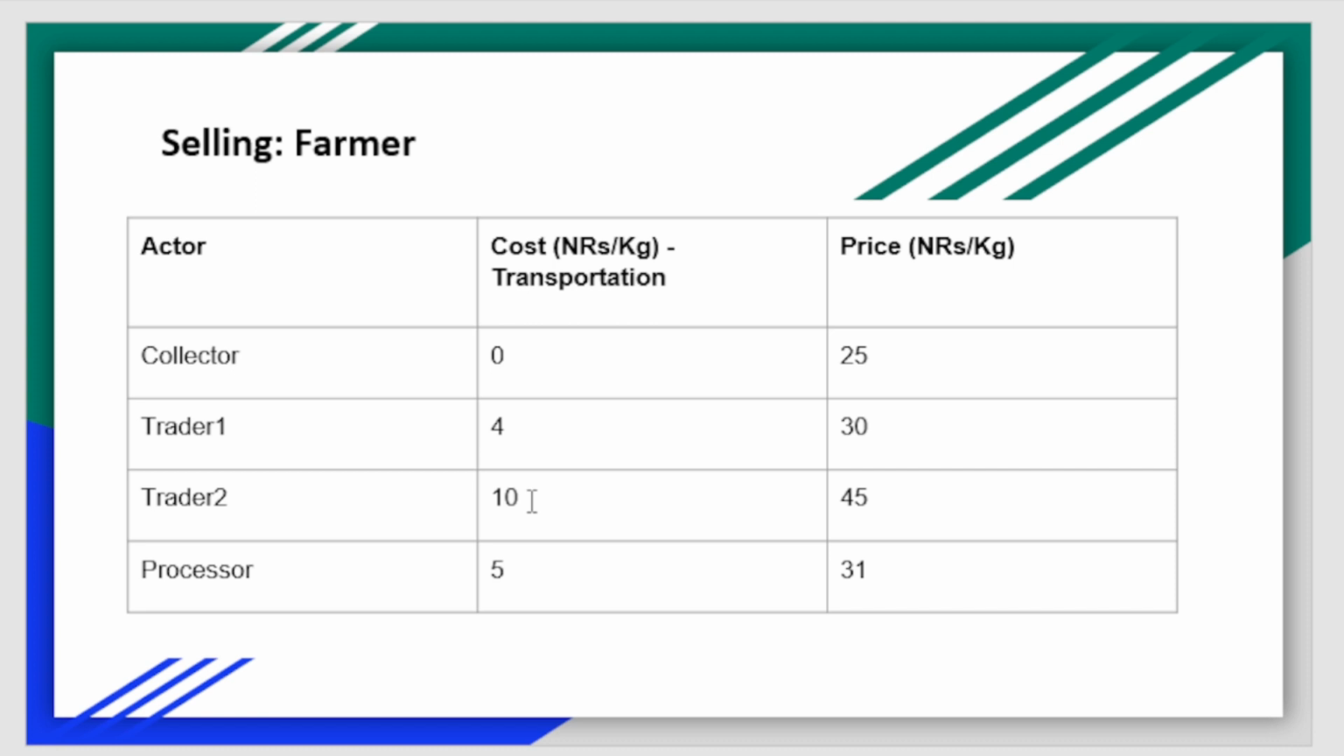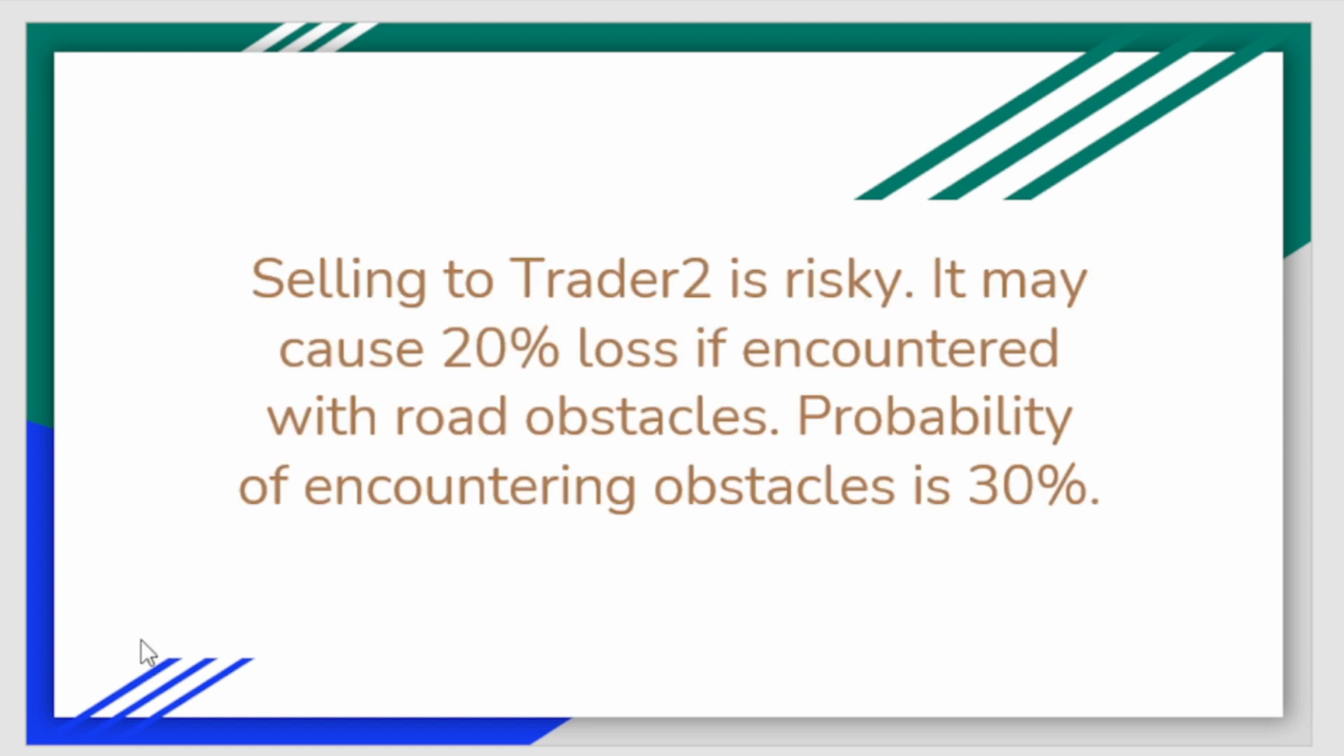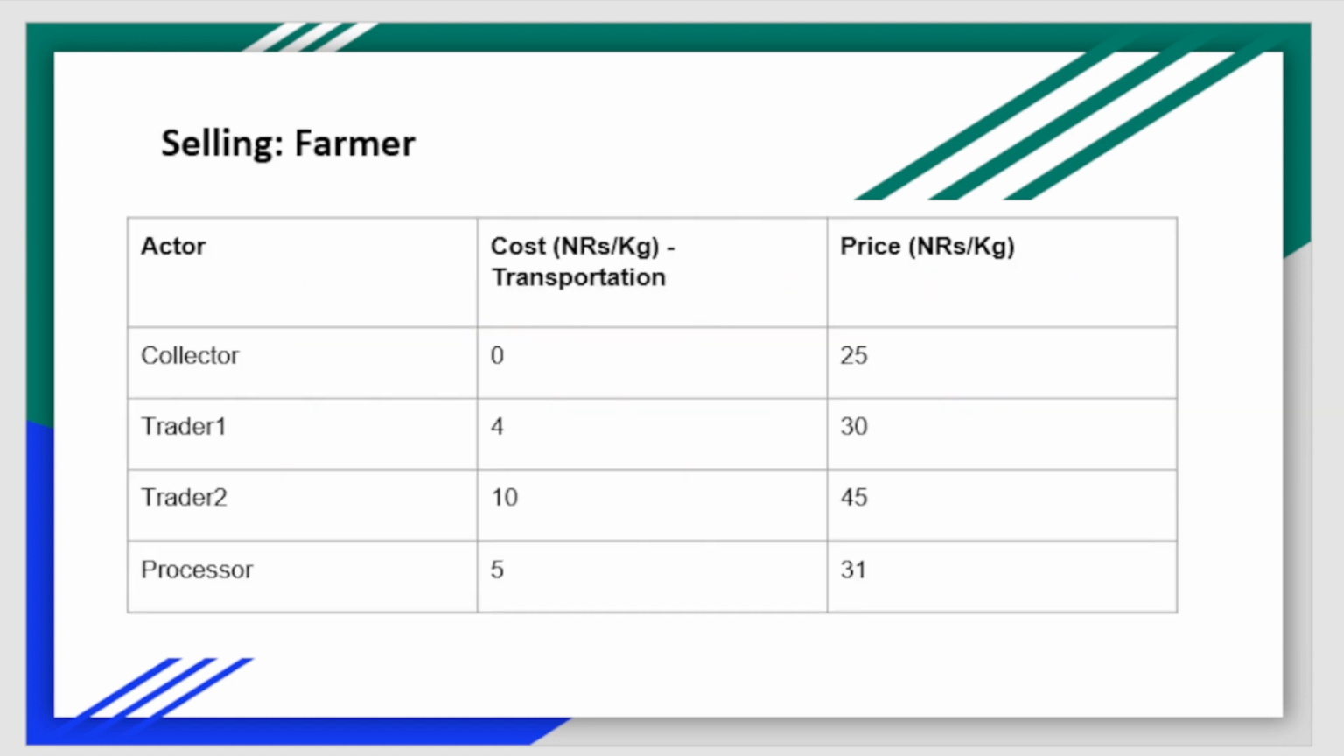So based on this information, farmer 1 or farmer 2 can choose to whom they want to sell. Okay, and here is another case. You can see from this table that trader 2 is the most profitable business. If you sell to trader 2, then you will get a higher price.